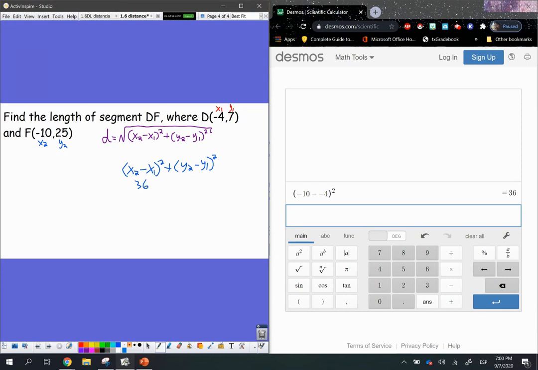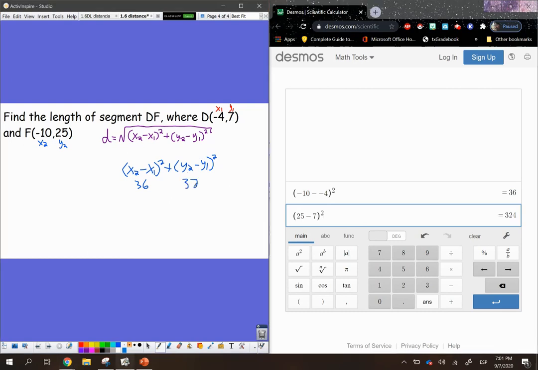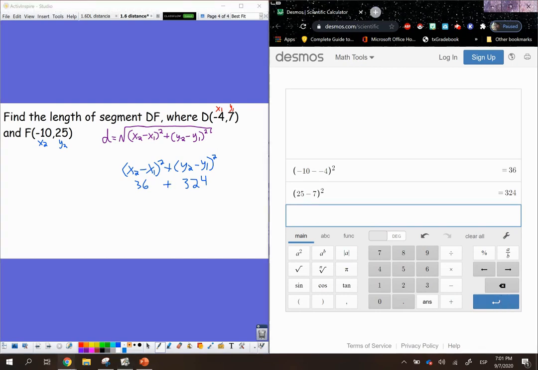Then I have my y2 minus y1. So again, I'm going to put parentheses. My y2 I can see is 25 minus my y1, which is 7. And then I'll square that. And I get 324. Big number, but don't let that scare you. Now the next thing I need to do here is add them, right? So I press enter. Now I have 36 plus 324. That gives me 360.